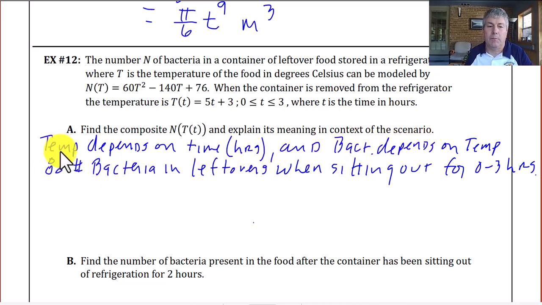So let's take a look at the meaning first. The temperature depends on the time. That's our T of small t. Our temperature depends on the time, and our bacteria depends on the temperature. So we can finally say that the context of this is the number of bacteria in the leftovers when sitting out for 0 to 3 hours is really what our function is.